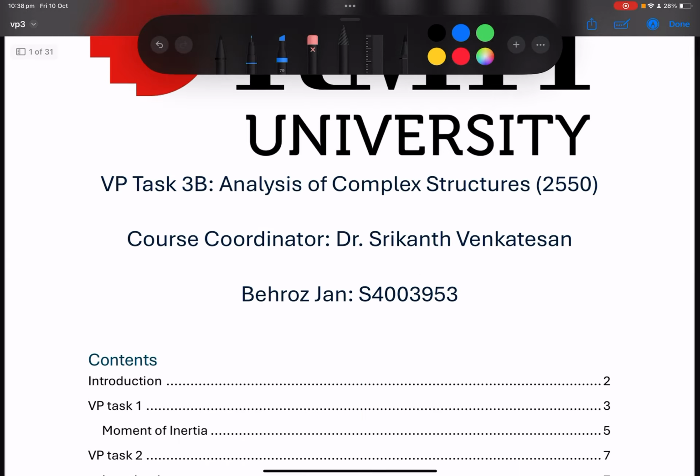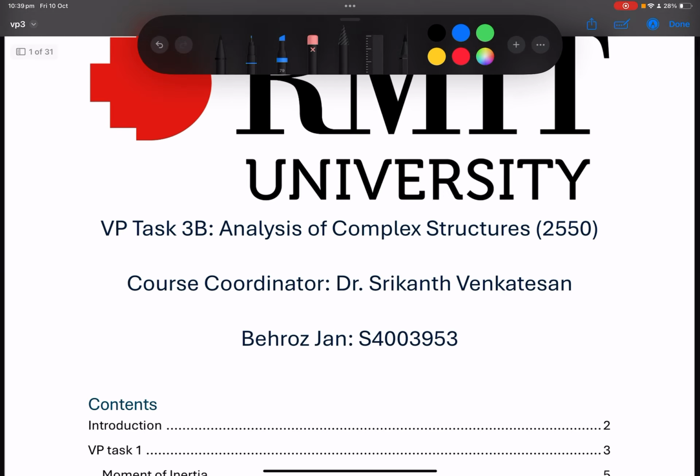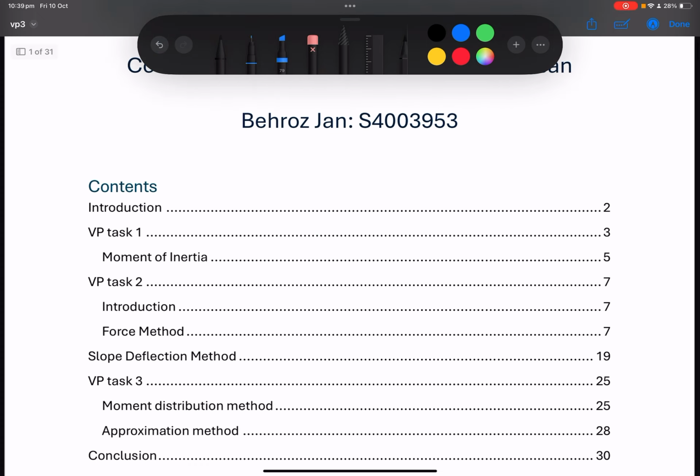Good afternoon. This is the final report for VP3B for analysis of complex structure, semester 2 of 2025. Student name is Behruz John with code S4003953, and course coordinator is Dr. Shrikant. Got a table of contents here.